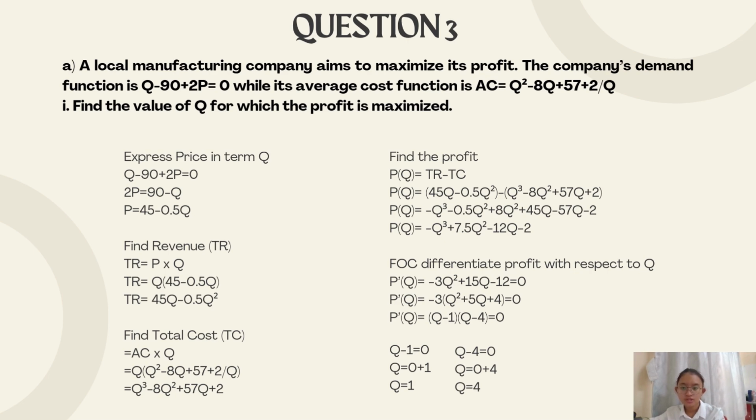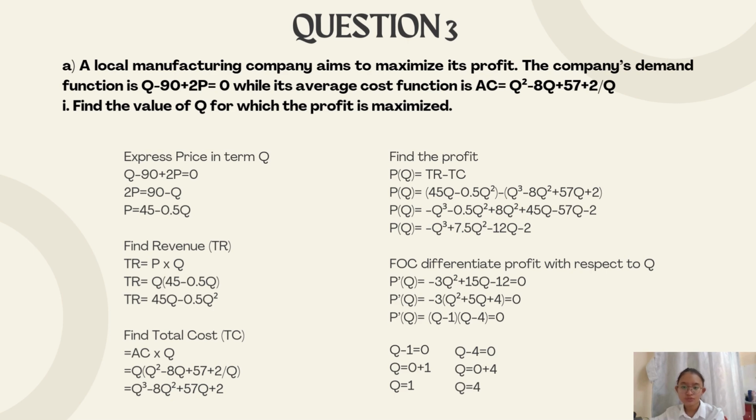Question 3a: a local manufacturing company aims to maximize its profit. The company's demand function is Q minus 90 plus 2P equals 0, while its average cost function is AC equals Q squared minus 8Q plus 57 plus 2 over Q. Part one is to find the value of Q for which the profit is maximum.